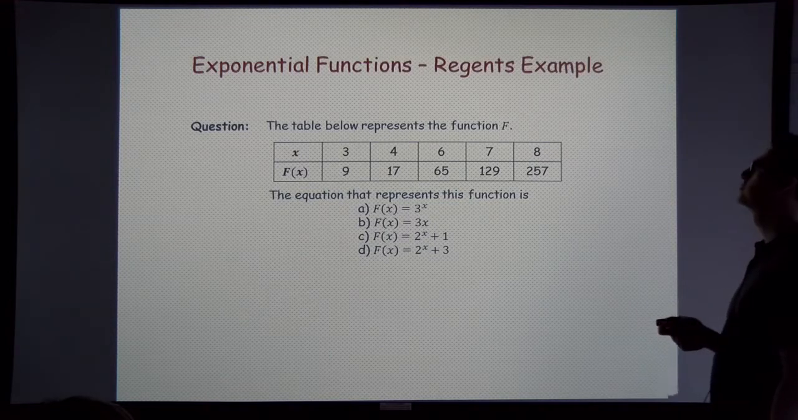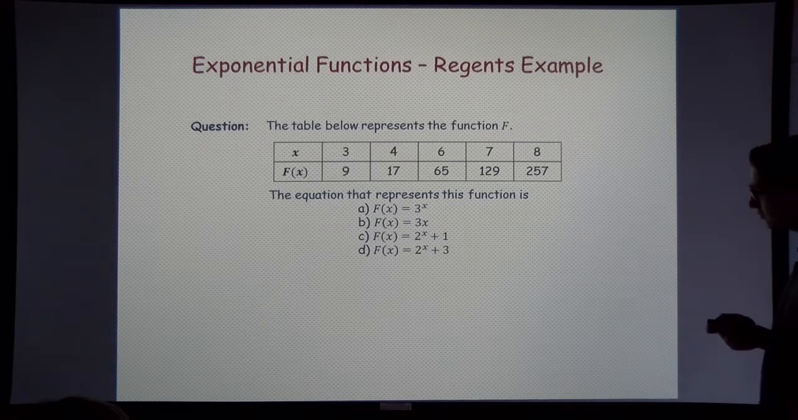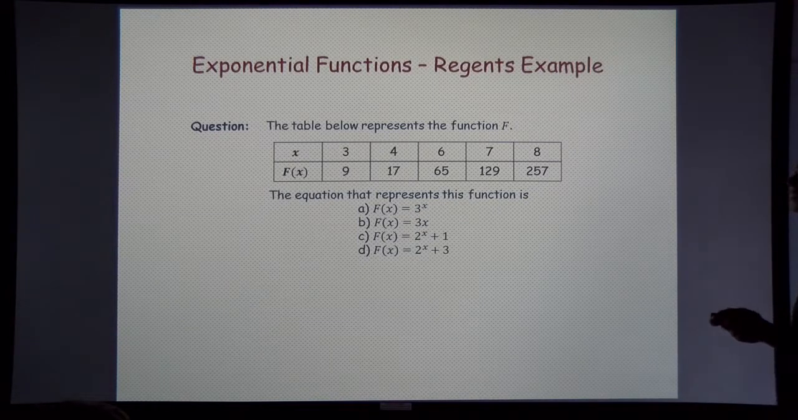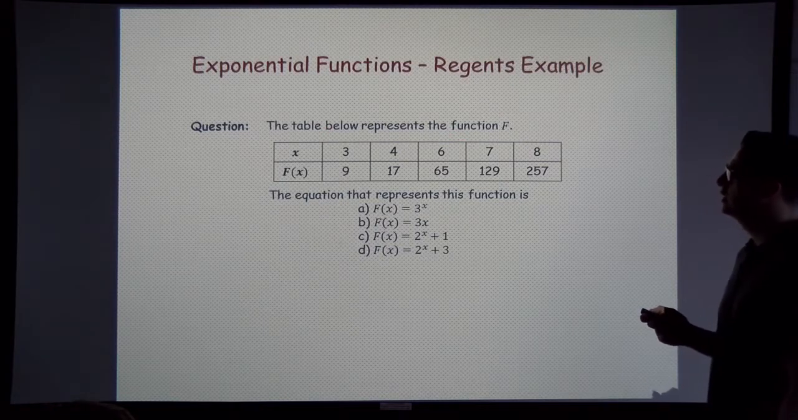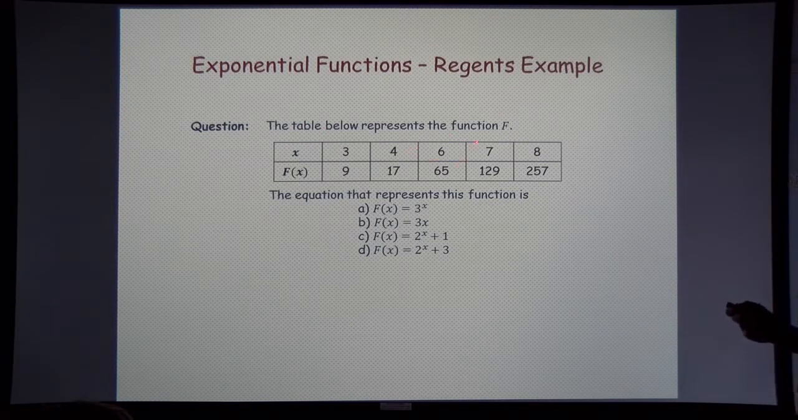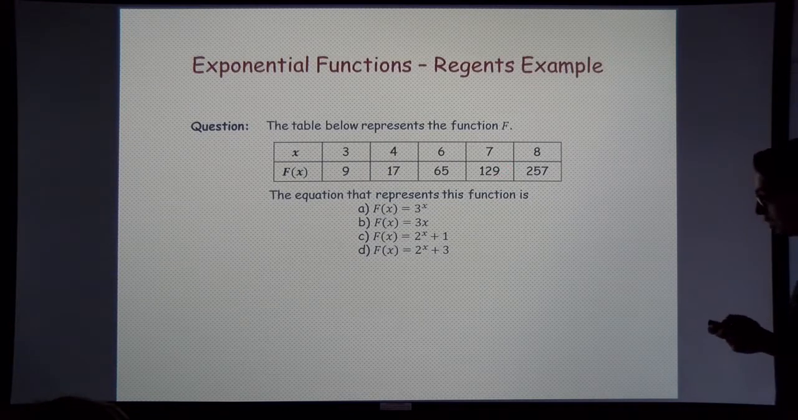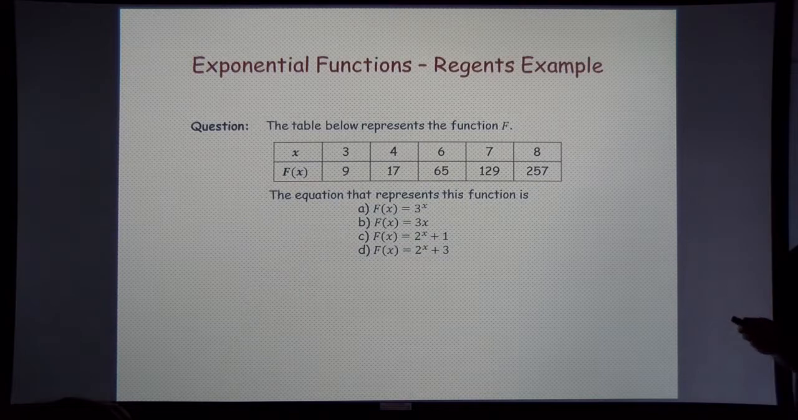So the table below represents a function f. The equation that represents this function is what? Let's take a couple seconds to work on this. Having our x values of 3, 4, 6, 7, and 8, and our f of x values of 9, 17, 65, 129, and 257, let's see which equation represents the function best. Okay? Let's see what we can come up with here.